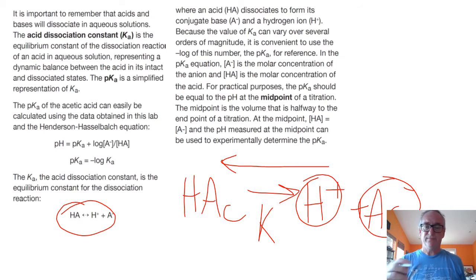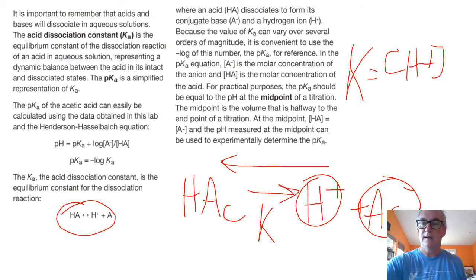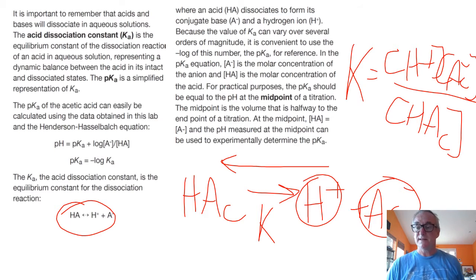K is, exactly, the concentration of the products of this reaction, in this instance H+ and acetate ion, divided by the concentration of acetic acid. And since K for acetic acid is low, we call this a Ka simply because it's an acid. That's where the A comes from. If it was a base, we would call it Kb for base.